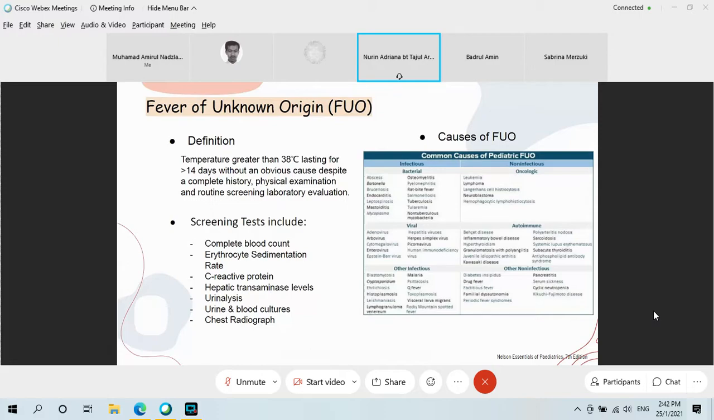For the causes of fever of unknown origin, first for infectious bacterial, which is Bartonella or tuberculosis, for viral like cytomegalovirus, hepatitis, Epstein-Barr virus, HIV, and then for non-infectious like malignancy, which is leukemia, lymphoma, and neuroblastoma, for autoimmune, juvenile idiopathic arthritis, and SLE, or for other non-infectious, like Dr. said just now, the drug fever, where some people might be allergic to certain medication, but if we stop the drug, the fever should resolve. Next.